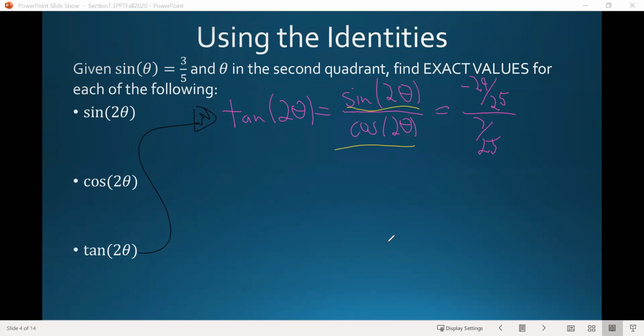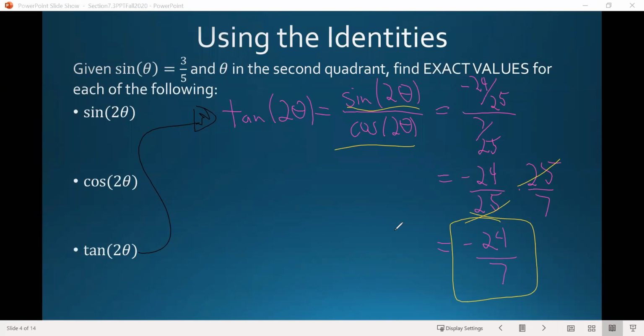Do some fraction division there. So remember, we do our kind of keep change flip. So this would be negative 24/25 times 25/7. Cancel out the 25s. Multiply straight across. We'll end up with negative 24/7 as the exact value of the tangent of 2 theta there.